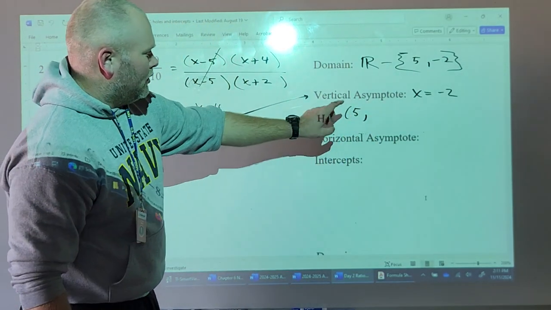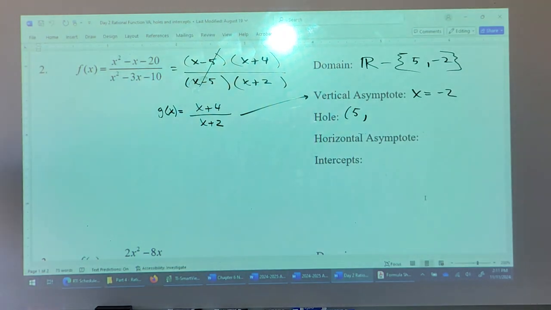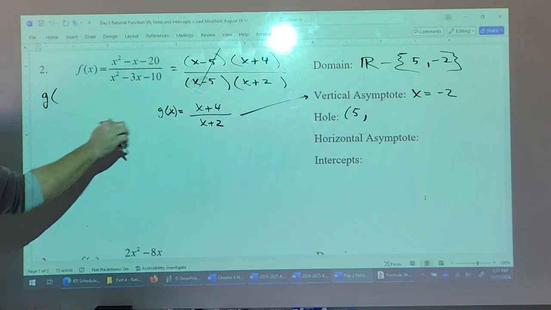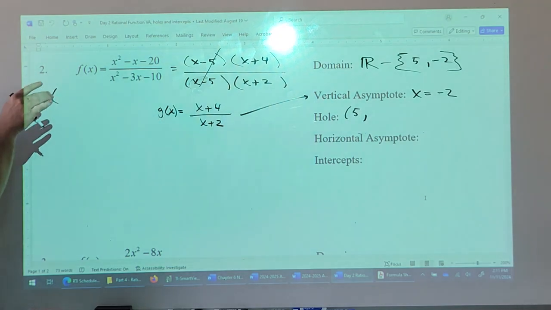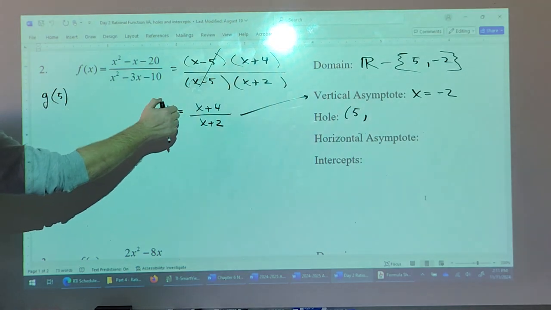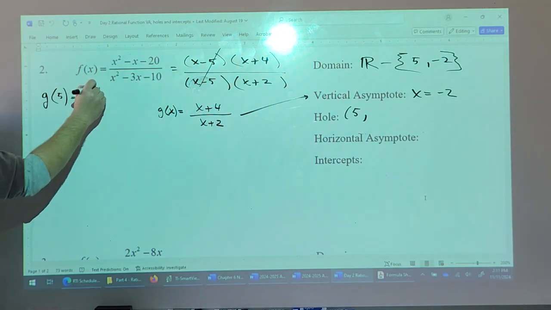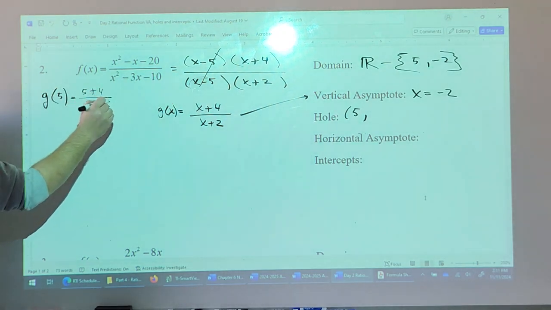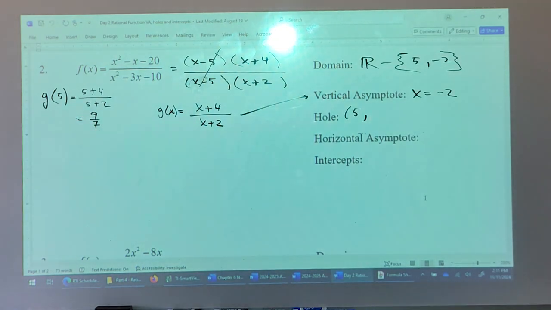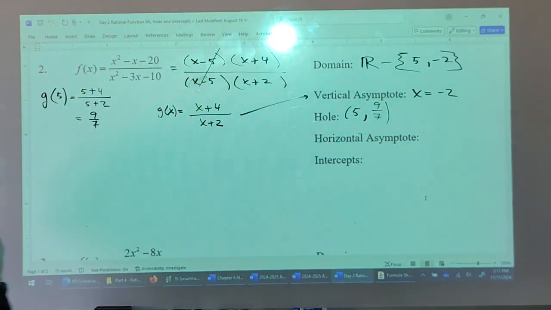Now, just because we know there's a hole at the x value of 5, we've got to figure out what y value it's at. So for the hole, we can use this new function, because that's the function that's going to get graphed. So we're replacing the x's in this function with the x value of 5 that the hole was at. So g of 5 would equal (5 plus 4) over (5 plus 2), which means the y value is 9/7. So the hole is at x value 5, y value 9/7. Okay?